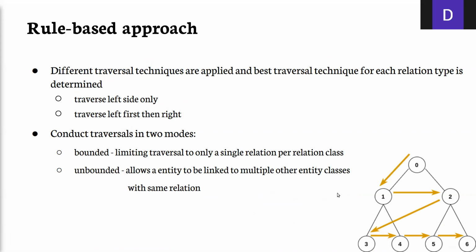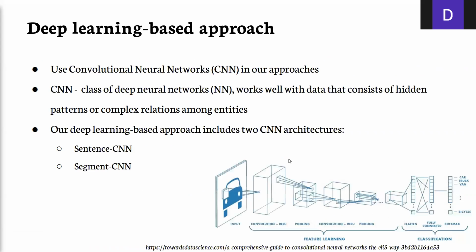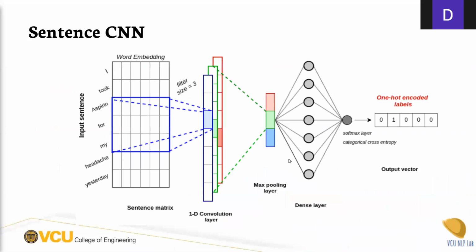Also, we conducted the traversals in two modes, bounded and unbounded. In the bounded mode, we limit the traversal to only a single relation per relation class, and in the unbounded mode, we allow an entity to be linked to multiple other entities with the same relation. Next, we'll move to the deep learning based approach. Here we utilize convolutional neural networks, CNN. The approach here includes two CNN architectures, sentence CNN and segment CNN.